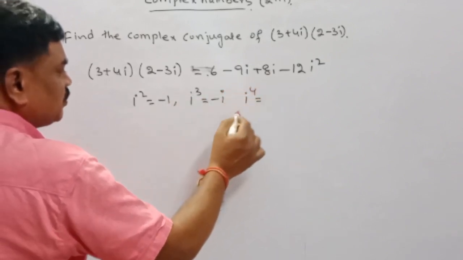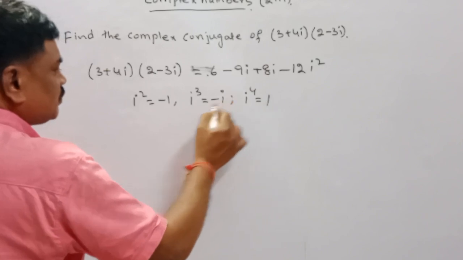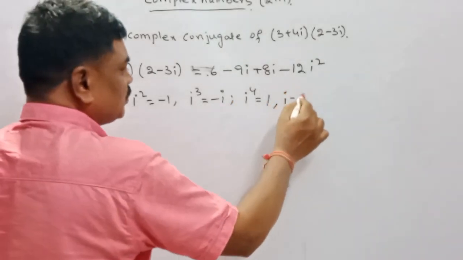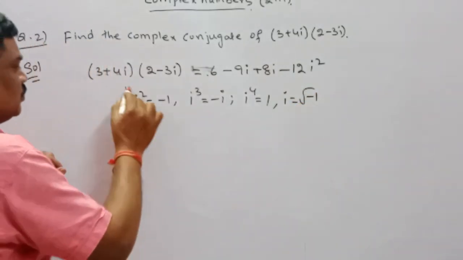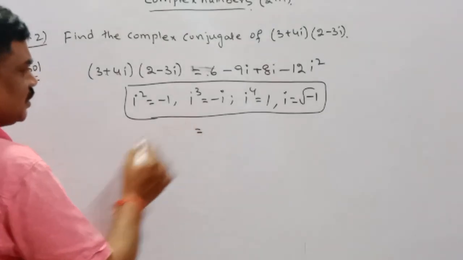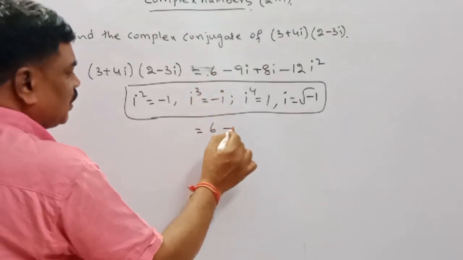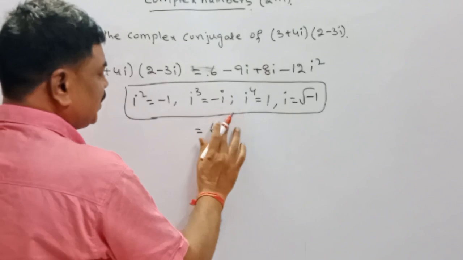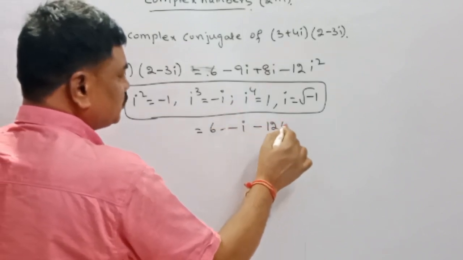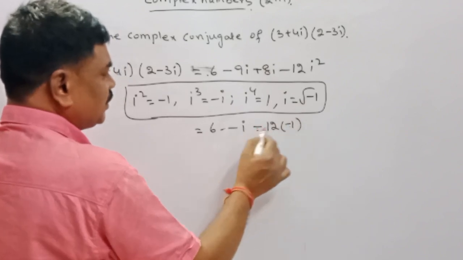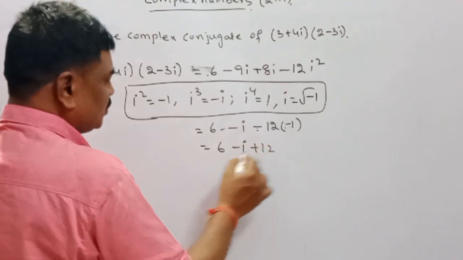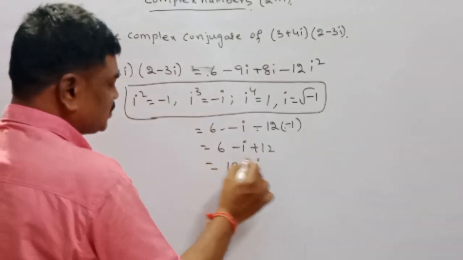Iota power 4 is equal to 1. Iota is equal to root over minus 1. You remember this one; it is a very, very important rule. So this is equal to 6 minus 9 plus 8i minus i, and this is minus 12 into minus 1. Minus into minus is plus. So 6 minus i plus 12 is equal to 18 minus i.